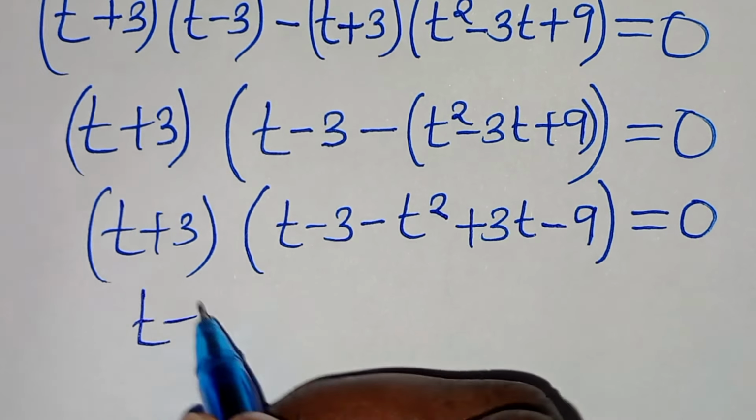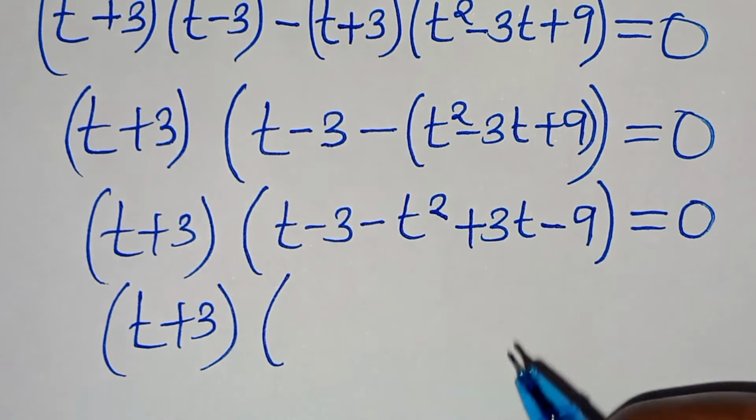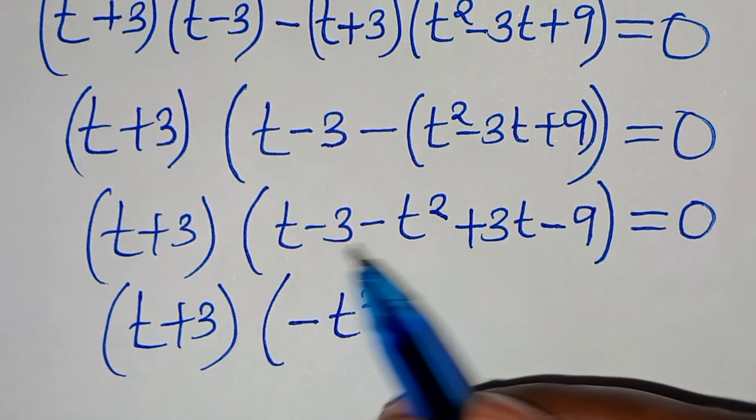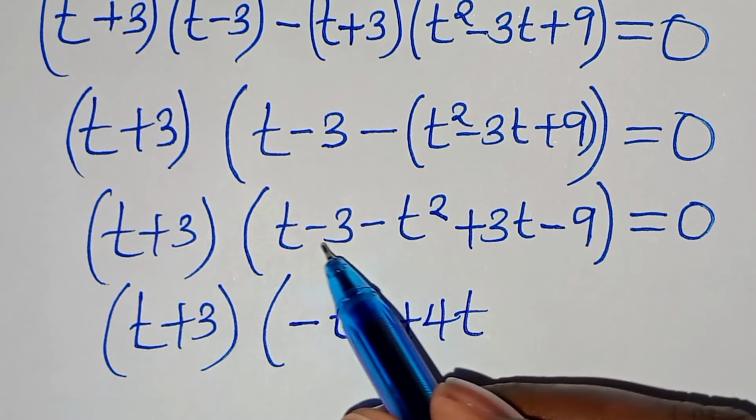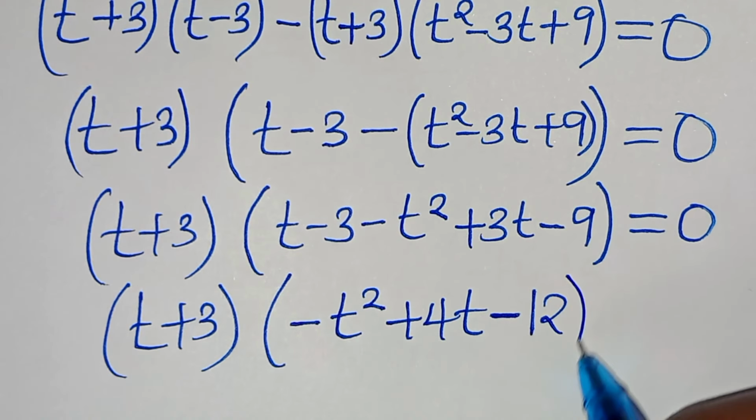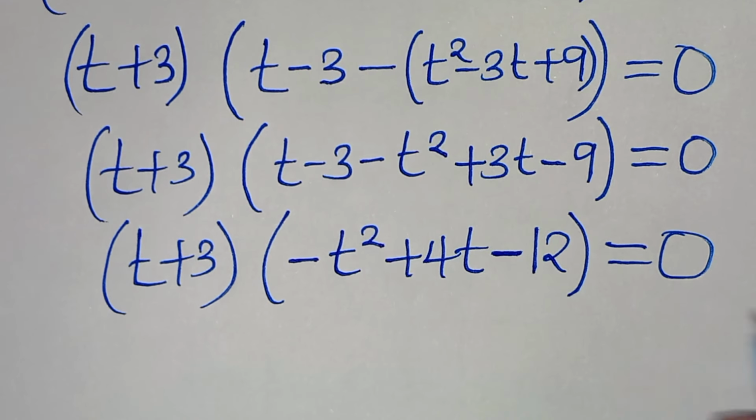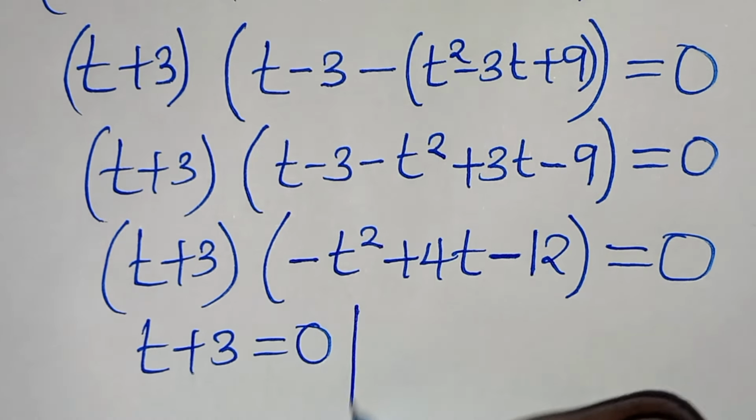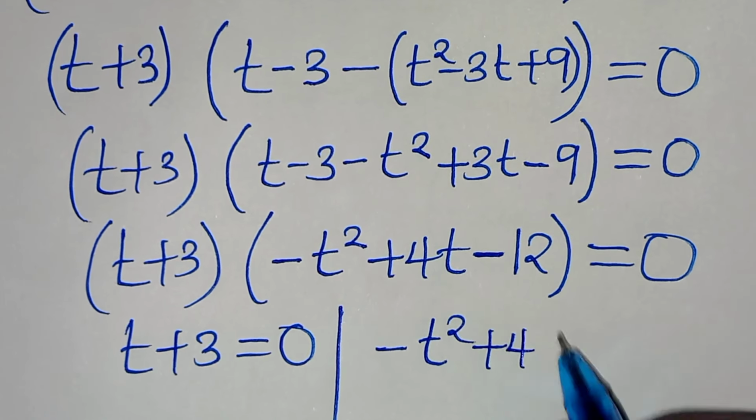So we have t plus 3. Then here we can express this as minus t squared, then t plus 3t, so this is plus 4t. Then we have minus 3 minus 9, so this is minus 12. Close the parenthesis. This is equal to 0. So we have two parts here. We have t plus 3 equal to 0, and we have minus t squared plus 4t.